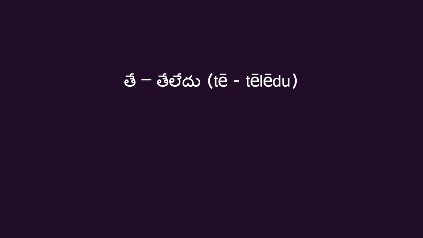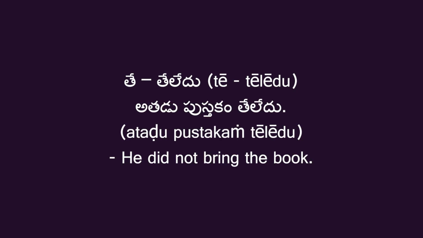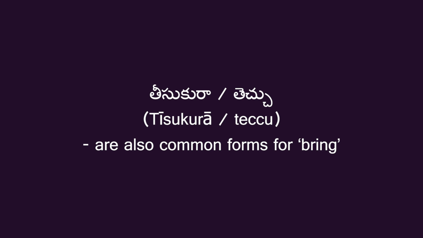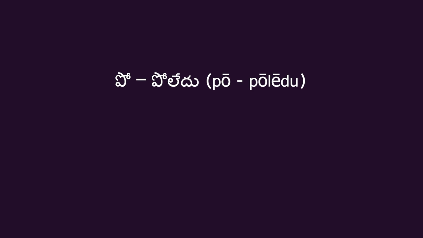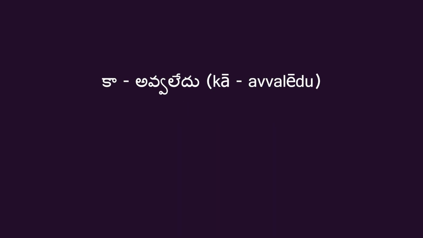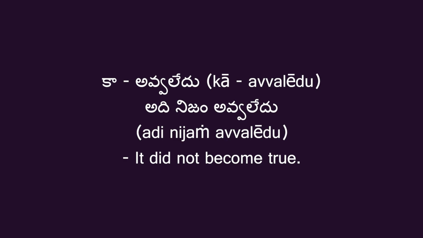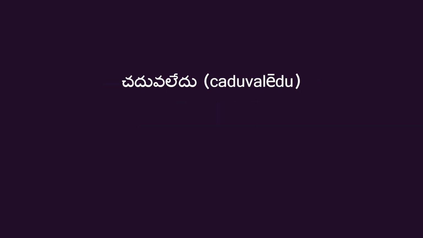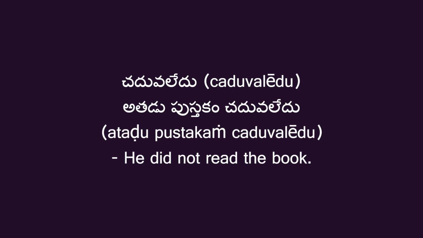Te, teledu, example is atadu pustakam teledu, he did not bring the book. And also తీసుకురా, తెచ్చు, are common forms for bring. Po, పోలేదు, example is అతడు పాఠశాలకు పోలేదు, he did not go to the school. కా, అవ్వలేదు, example is అది నిజం అవ్వలేదు, it did not become true. Next one is చదవలేదు. Example is అతడు పుస్తకం చదవలేదు. He did not read the book.